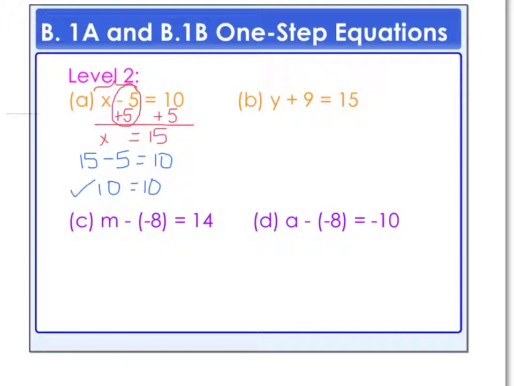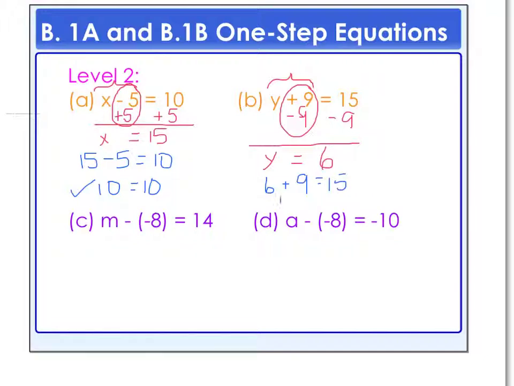Moving on to letter B, you'll see that we have a y. And our goal is always to get that variable by itself. You'll notice there's a 9 connected to that y by addition, so in order to undo that, we're going to do the opposite. We're going to subtract 9 from both sides. The 9 minus 9 is going to be 0, leaving us with y. Bring down our equal sign, and 15 minus 9 is going to give us 6 for our final answer. Best part is we can go through and check. Does 6 plus 9 equal 15? Yes, it does. So 15 equals 15. We know we did it right.